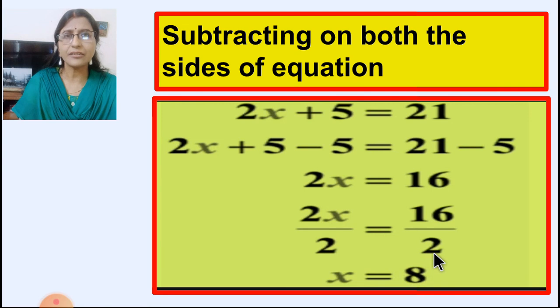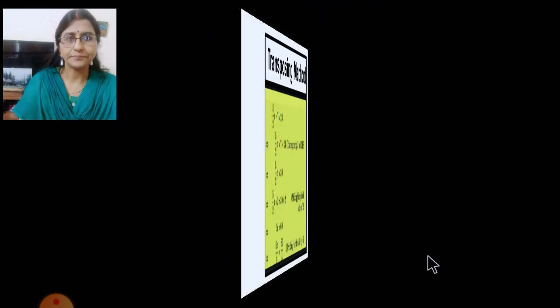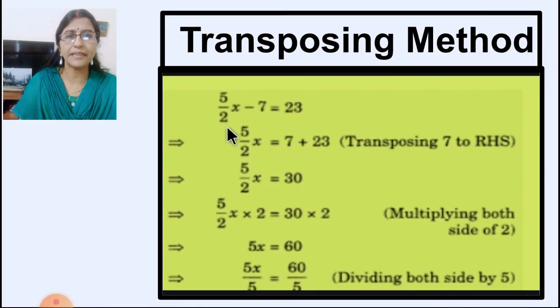Now another method also we have learned. Let us take another example and do it by the other method and see how it is done. This is another example I have taken. 5x upon 2 minus 7 is equal to 23. This is another question, and we are going to solve it by the transposing method. For the transposing method, you will keep the term with the variable on the left side. Always you have to keep the term with the variable on the left side of the equation. So here you can see it is kept on the left side of the equation.